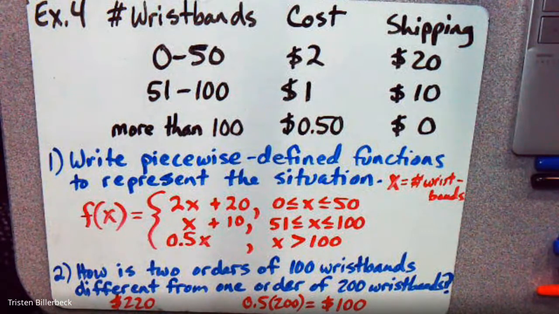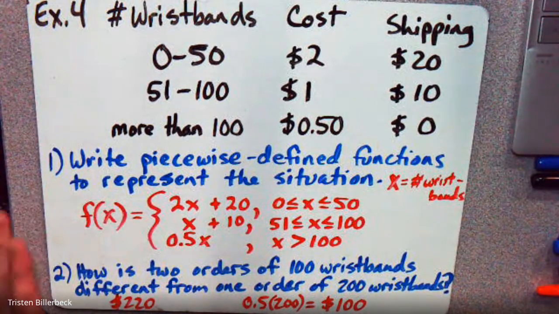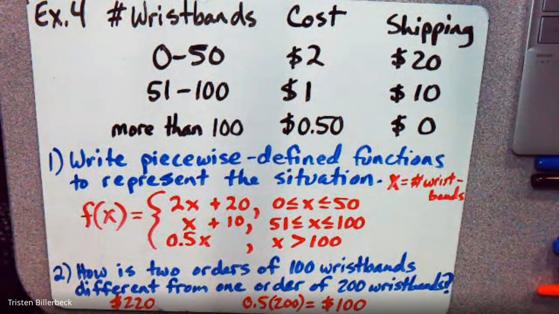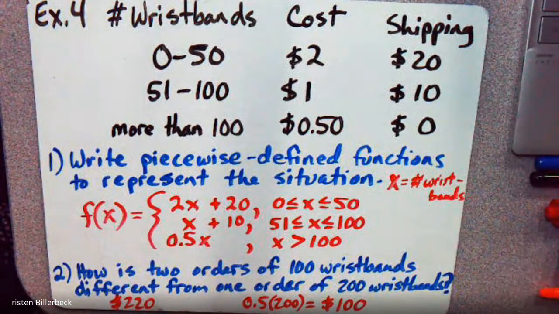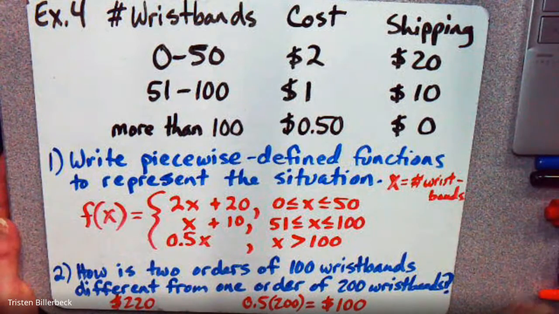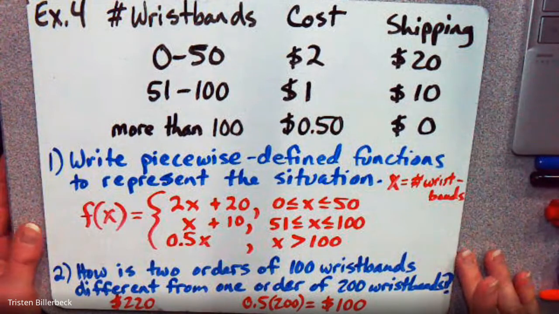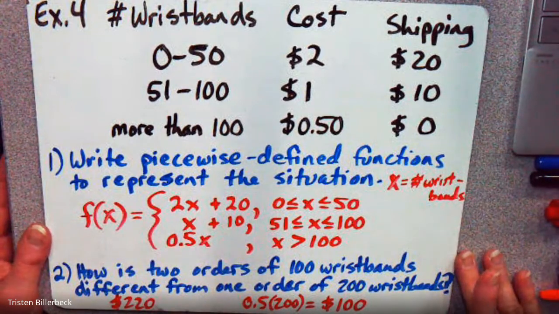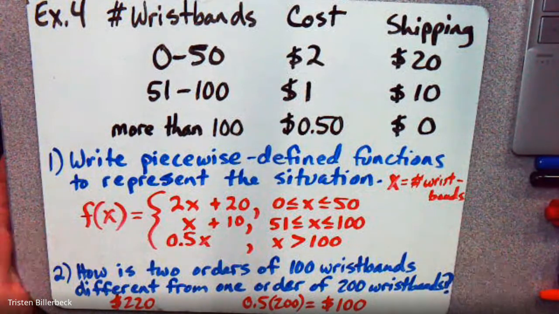So if you had ordered 200 wristbands at first, for less than ordering 100 wristbands, you should have done the math first to see that, oh, I should order 200 wristbands. It's much cheaper than ordering 100 wristbands. Isn't that crazy? But that's what piecewise-defined functions do. They have different tiers for costs, and it's a very important thing to explore your options by using your great math skills. So that's it for section 5.2, and I hope you have a wonderful day. Bye-bye.